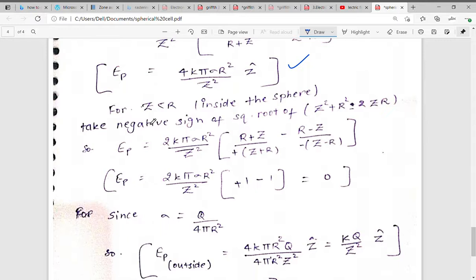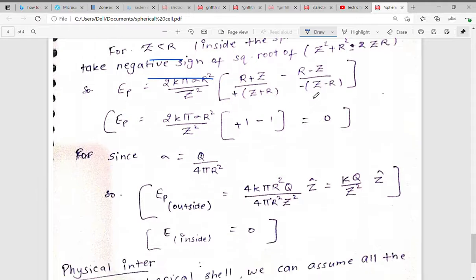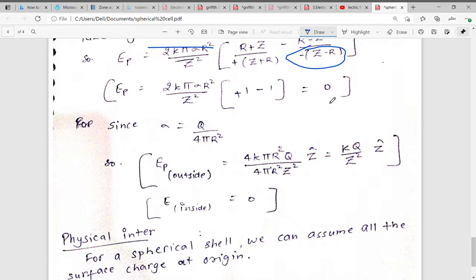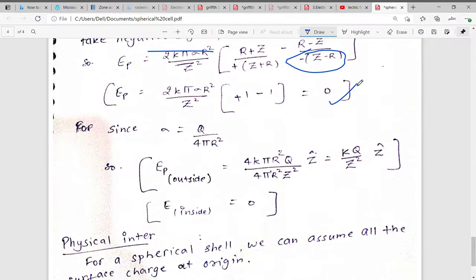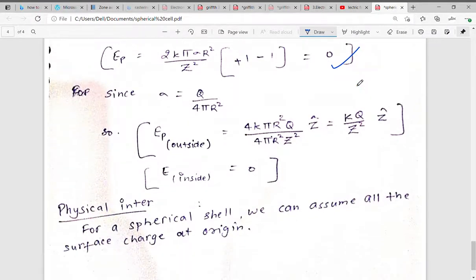For z less than r, which means inside the sphere, take the negative sign, and we put the negative sign here, and the expression will become 0. So inside the sphere, as there is no charge inside the sphere, there will be no electric field inside the spherical shell.